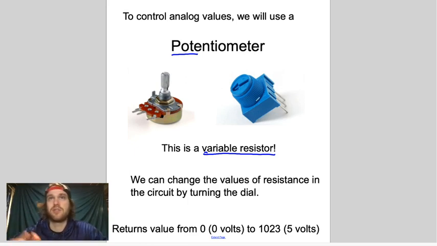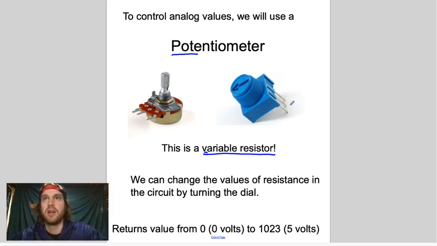So what we do is we basically will run current through it, and then we can read the resistance on the center pin. So we change the values of resistance in the circuit by turning the dial. So if we can change the values of resistance, that means we can change the brightness that the light is blinking, right? Yeah, so that's something that we can do.